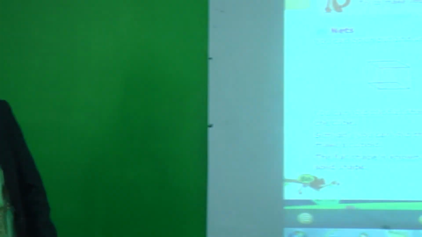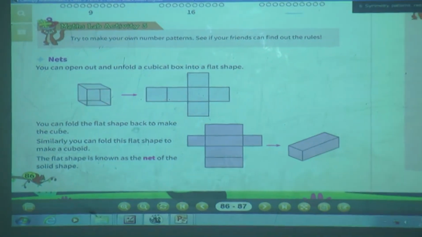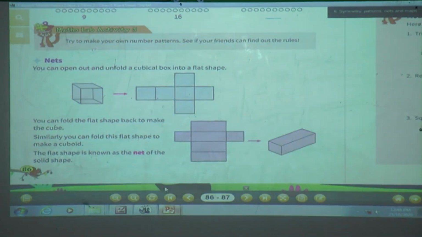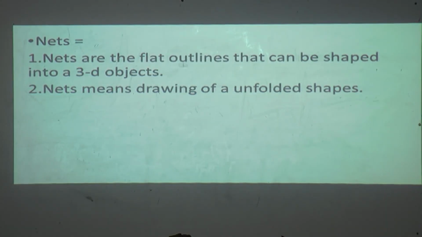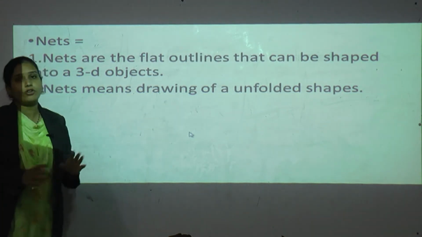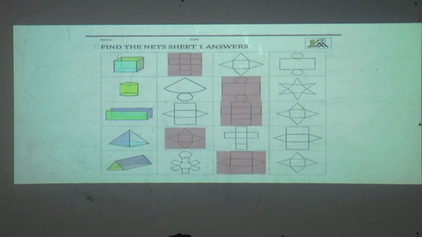Students, open your textbook, page number 86, and read carefully. Here, nets. So what is meant by nets? Nets are the flat outlines that can be shaped into 3D objects. That means a net is a drawing of an unfolded shape. Okay, so see here some examples of nets.